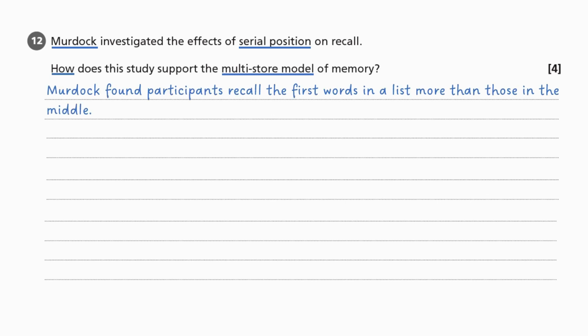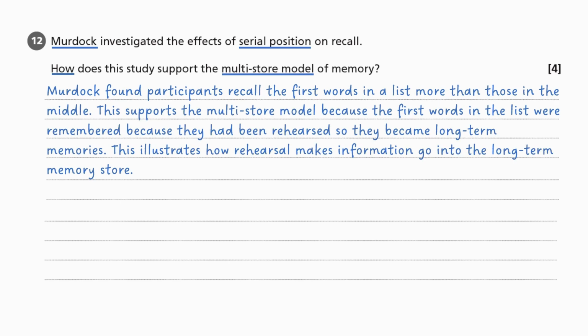So first of all, what I would do is I would start off by saying Murdoch found participants recall the first words in the list more than those in the middle. So what you're firstly doing is you're considering the results that were found by Murdoch about serial position. And then you need to link that back to what it is actually showing and how it's supporting the multi-store model of memory. So this supports the multi-store model because the first words in the list were remembered because they had been rehearsed, so they had become long-term memories. And this illustrates how rehearsal makes information go into the long-term memory store.